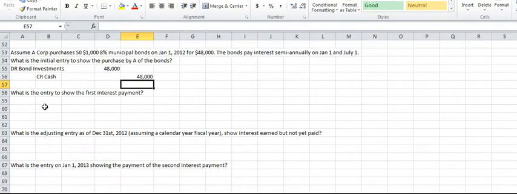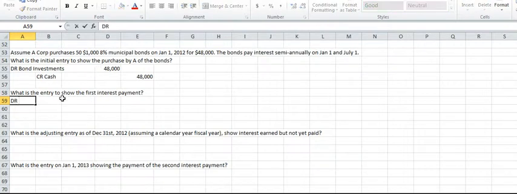Now we want to show the first interest payment. Since we bought on January 1, 2012, the next interest payment is due on July 1, 2012. Okay, so since this is $50,000 worth of bonds at 8% interest for the year, we're going to take half of that interest and pay it in the first payment. So we have 4% times 50,000. That's going to be our first interest payment. Okay, so that ends up being $2,000.